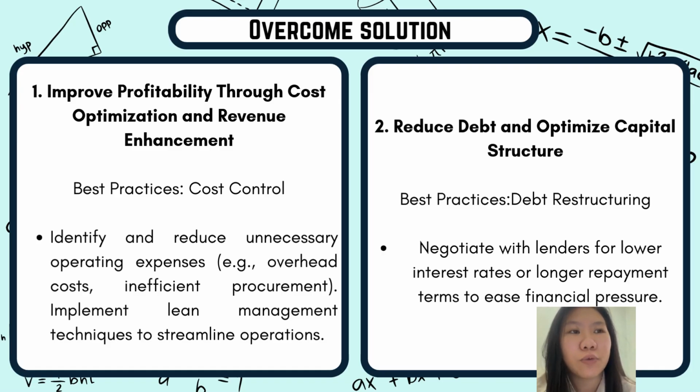And the second solution that we can implement is to reduce debts and optimize capital structure. The best practice is debt restructuring, where we can negotiate with lenders for lower interest rates or longer repayment terms to ease the financial pressure.